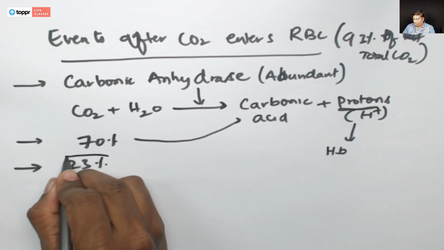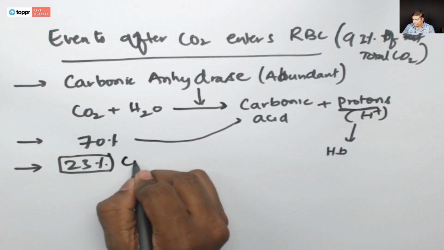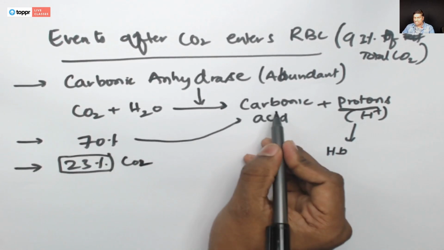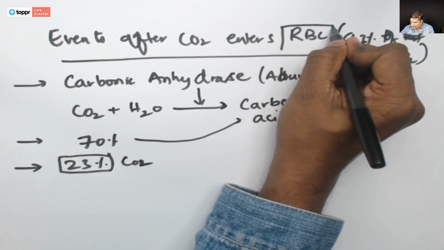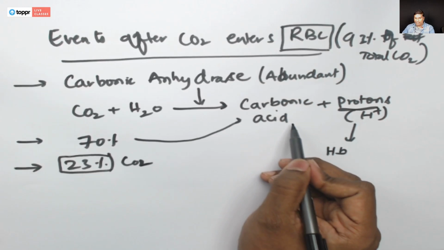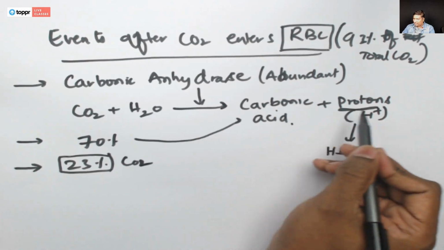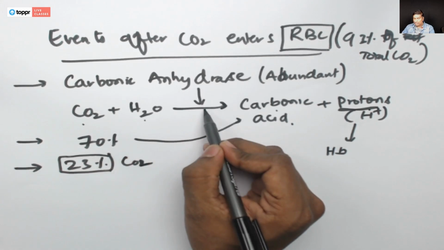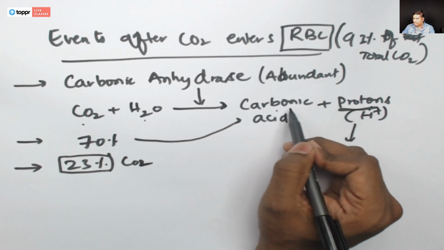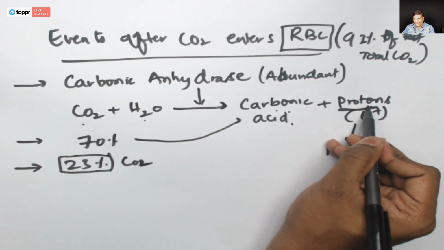Okay, so we are talking about what is happening to the remaining CO2. 70% is getting converted into carbonic acid. These are the events which are actually occurring in the RBC. When it is getting converted into carbonic acid, protons are being released. Carbon dioxide plus water, in the presence of carbonic anhydrase, forms carbonic acid and protons.